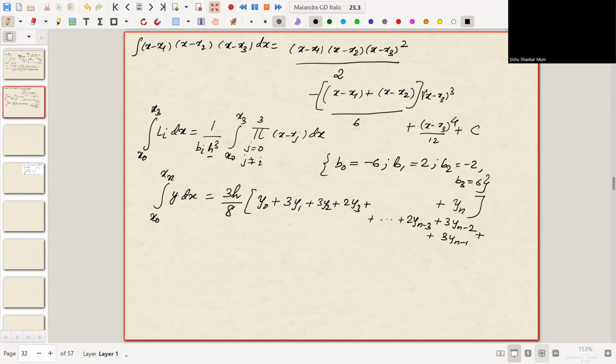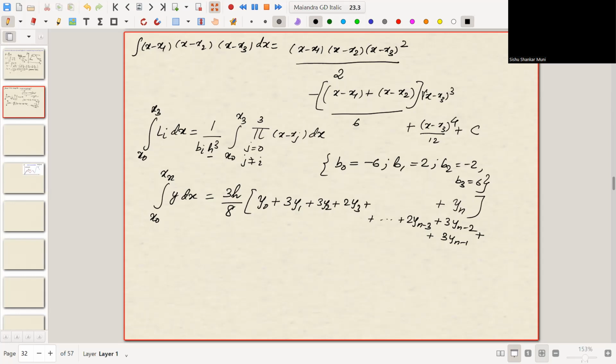So the whole thing is, you don't have to know the process of how it comes, just the steps. How did we start the 3/8 rule? We had a curve y equals f(x), and we had 4 points given to us: x0, y0, x1, y1, x2, y2, x3, y3. Then we use the Lagrange interpolation for each of the segments, and we found out each of the Lagrange interpolating polynomials, the L_i.